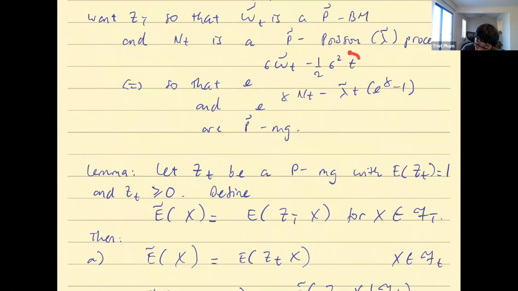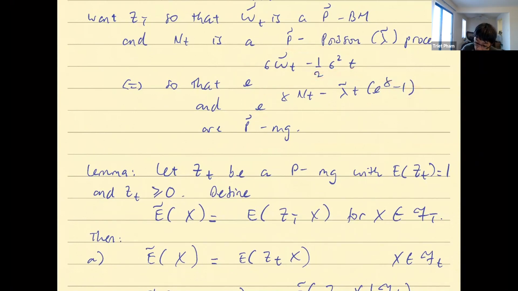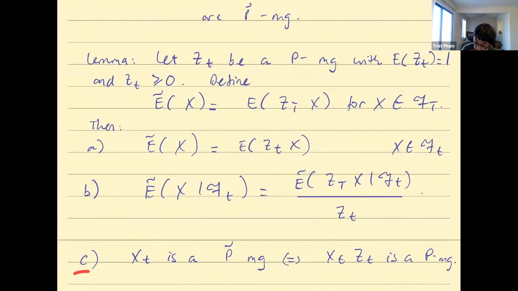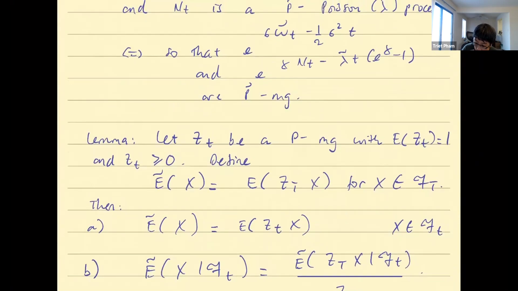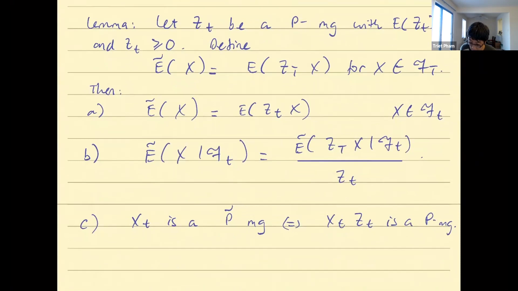And so that exactly is what helps us to chase down what ZT is here. Because we know that this is what we want to be a martingale under the new probability. So this part C tells us that, then just look for the kernel so that this times this is a martingale, and this times this is a martingale. And then you're good. Okay. Any question?